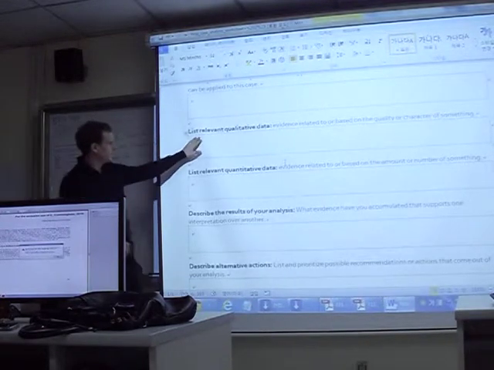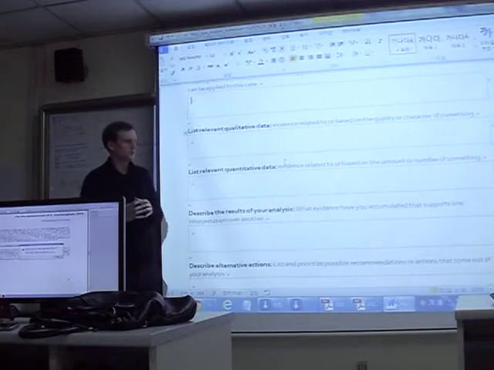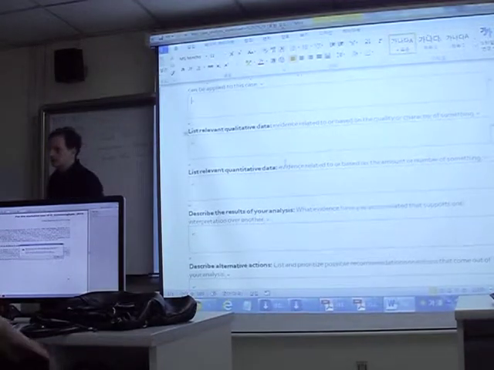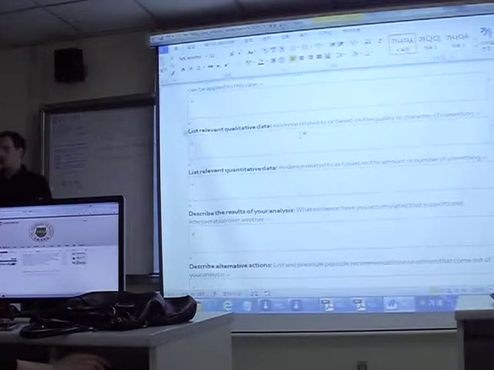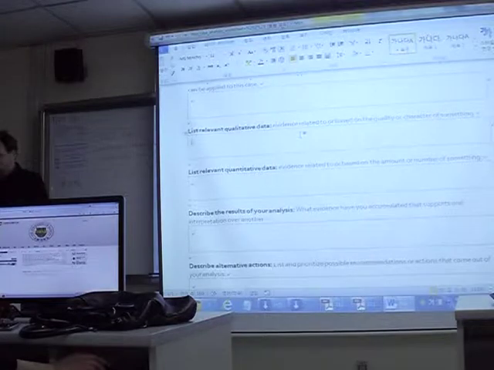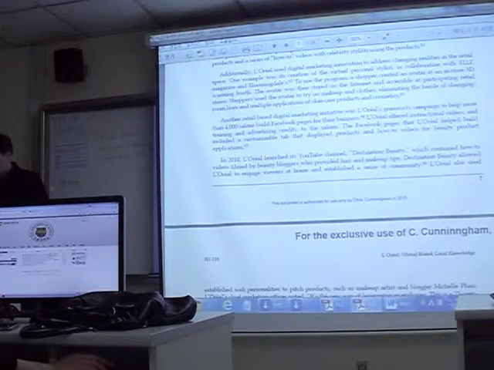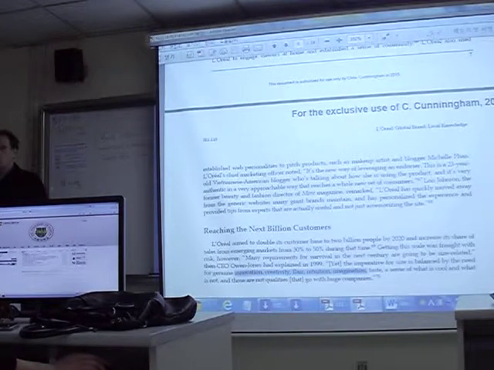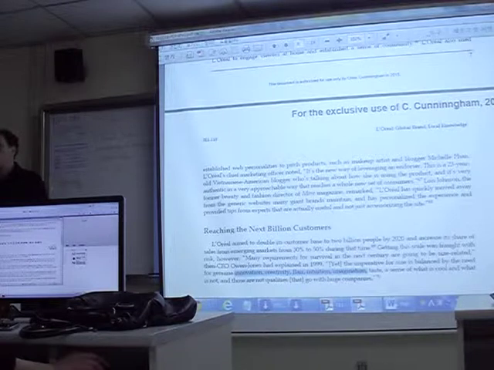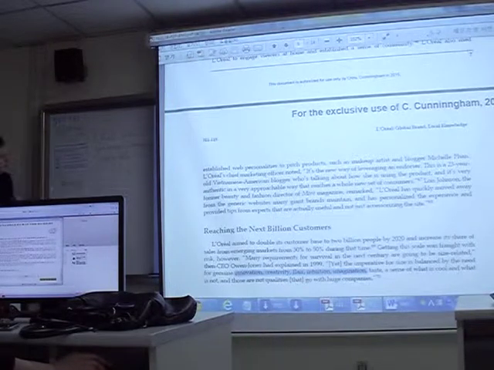So the next part is we write down qualitative data and quantitative data. This is the longest part of the case analysis. So do we have to understand every single word in this case study? What do you think? There are 7 pages. Do we have to understand every word on the 7 pages? Is every word on the 7 pages relevant to our problem? No. Can we skip some parts that are not relevant? Yes, right?